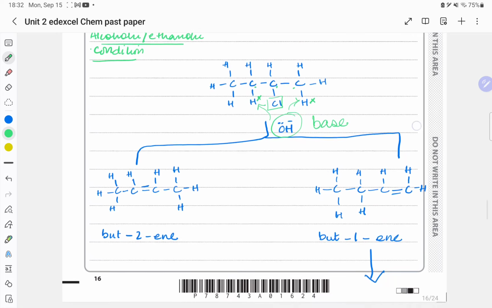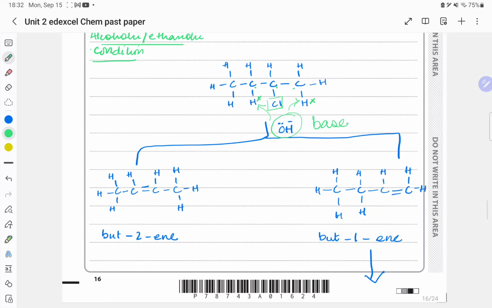So here we have two possibilities. Either hydroxide reacts with this hydrogen, or it reacts with this hydrogen. Let's consider the hydroxide is reacting with this one hydrogen over here. So the product is going to be but-2-ene, because initially the hydrogen was present over here.